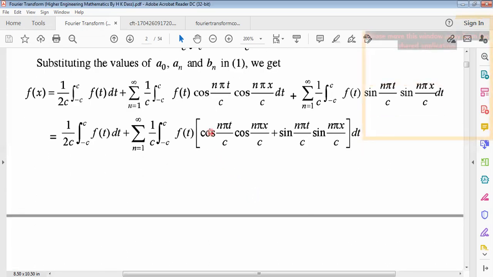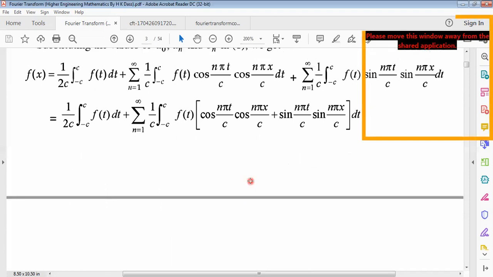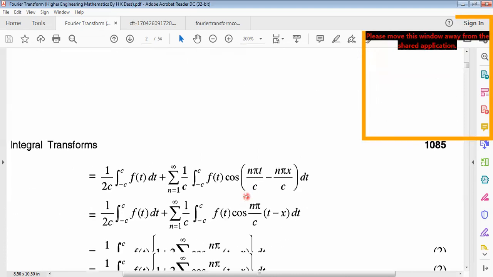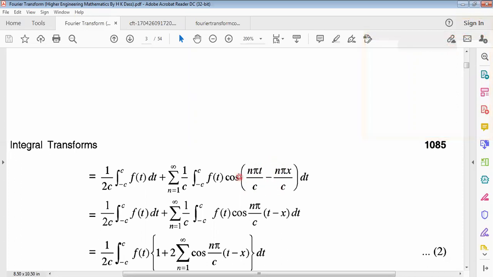So this is the formula cos a cos b plus sin a sin b. Do you know this is a trigonometric formula? Which formula is it? The cos a minus b formula. Cos a minus b equals what? Cos a cos b plus sin a sin b. This is the cos a minus b formula. So just using this formula, we get a simpler form.